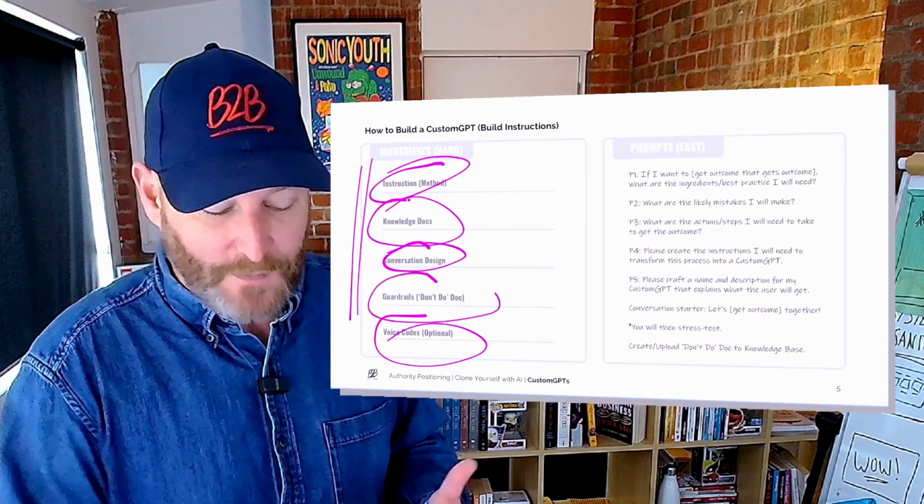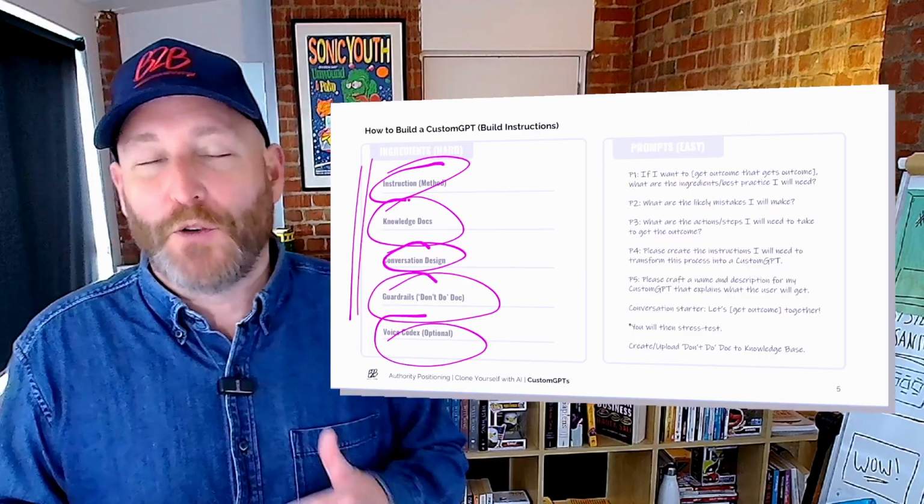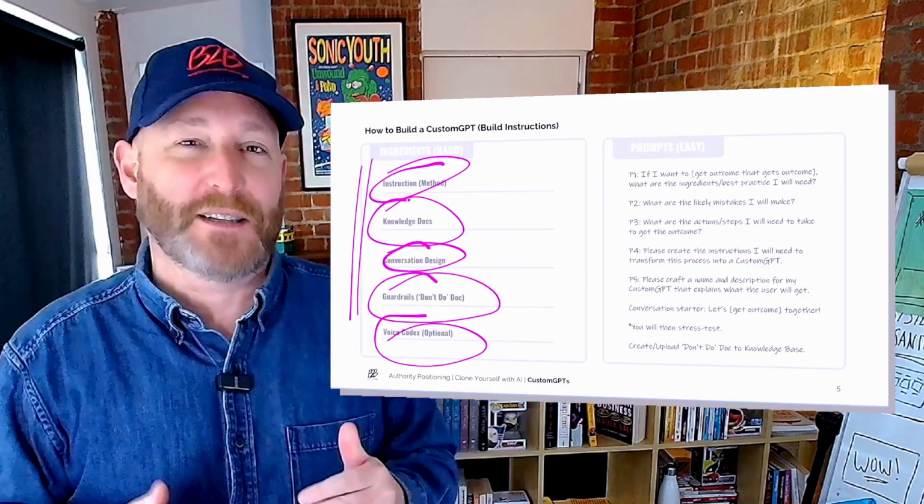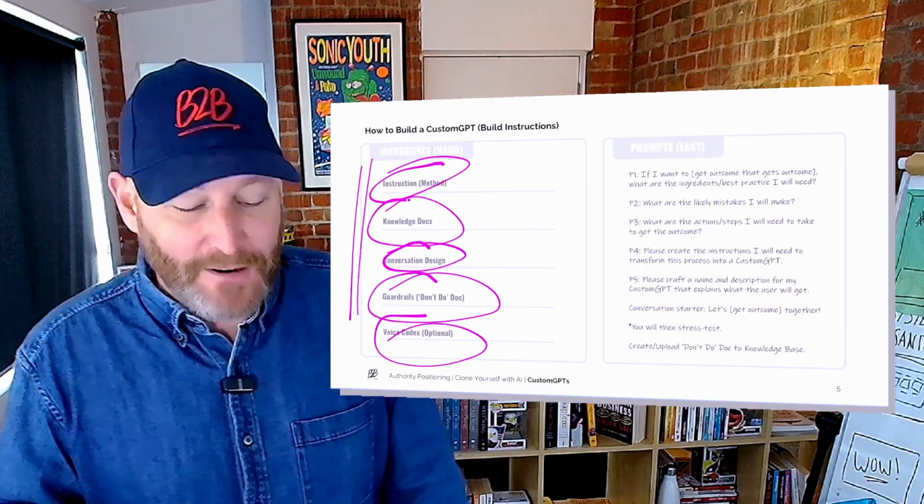Finally, what do we got here? We've got the guardrails, which is the don't do document. So if we're building something and we want to instruct AI, sometimes the best way to instruct AI is to tell it what not to do. So that there is the hard way.